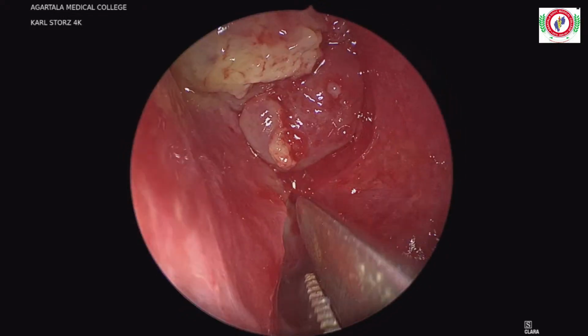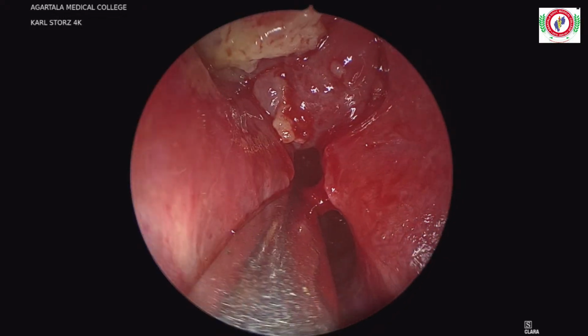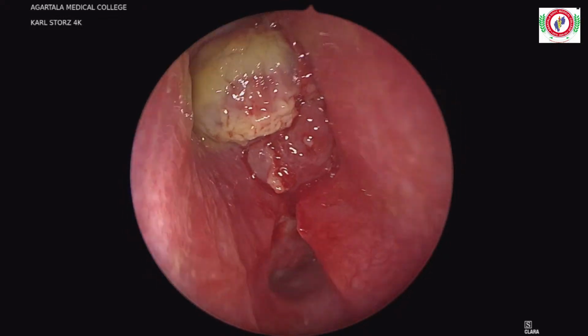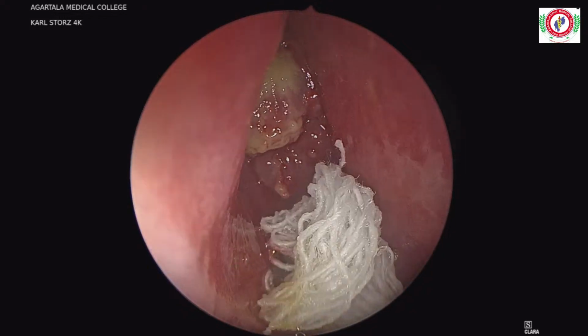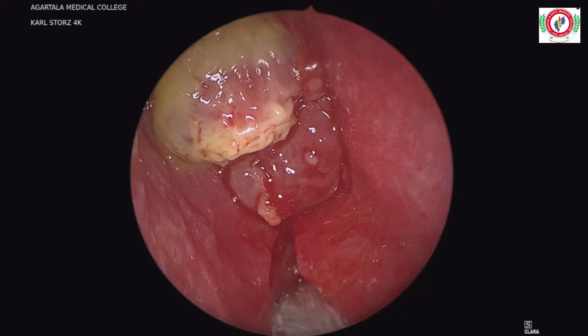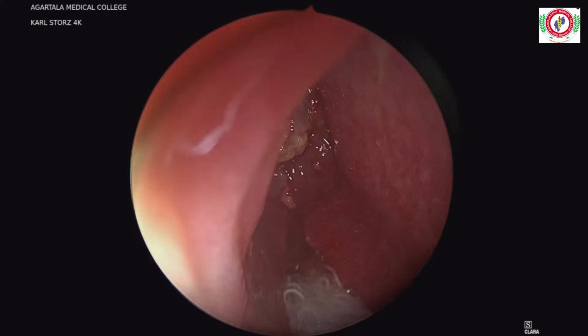Give me a scissor, endoscopic scissor, and a pack. So first of all, I'll break this synechia so that I have a good exposure. So that is the DNS spur. Can you see? Yes, very clear. Nice. Give me pack.